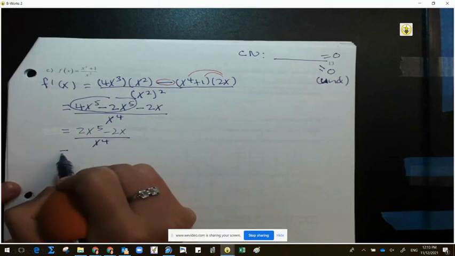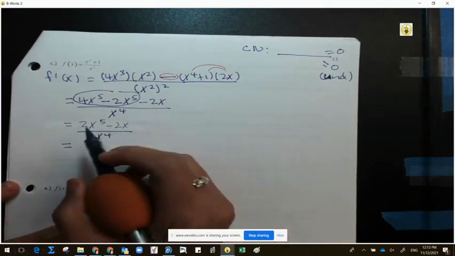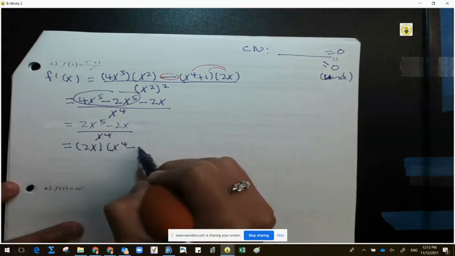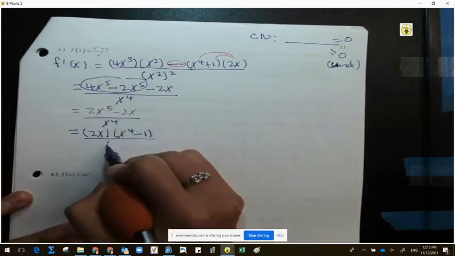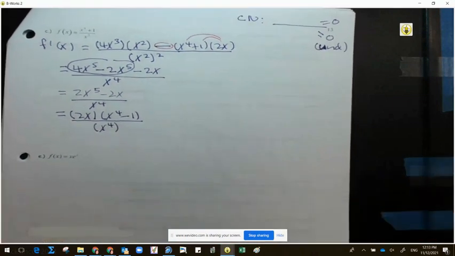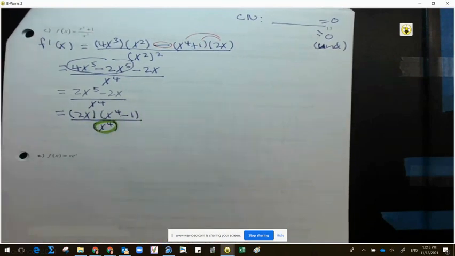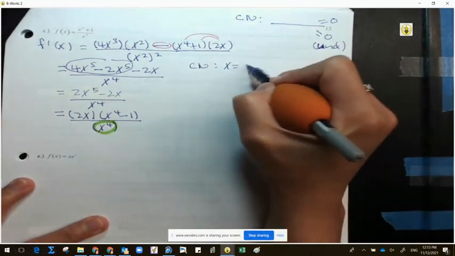So, since I know I have to set the top equal to 0, let's go ahead and factor. What factors out on the top? 2x. And I have remaining x to the 4th minus 1. Let's leave the bottom as it is. And I like parentheses, so why not? So here's our critical numbers. On my denominator, what can the x never equal? It cannot equal 0, so our critical number is, when x equals 0 is undefined.